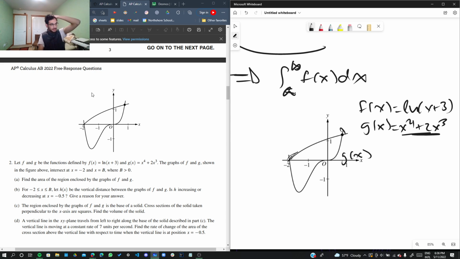Yeah, because think about it, right? If you put -2 into here, you have -2 comma 0 right there. So -2 plus 3 is 1, and the natural log of 1 is 0. So then yes, we have f of x up here. So in order to find the area of the region, you just do the top minus the bottom, right? And we're going from -2 to, is this 1? I don't think so, this is 1.